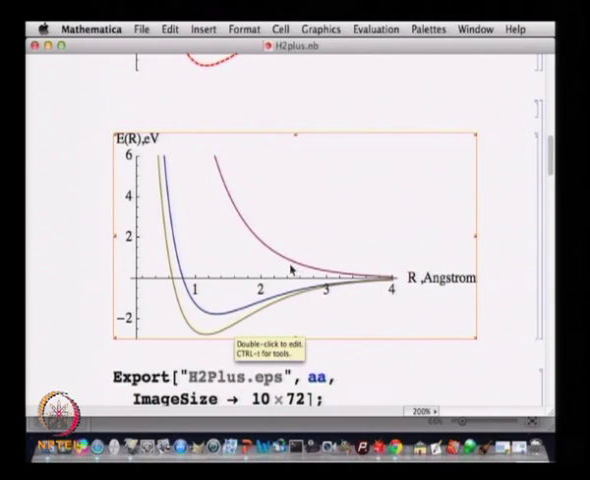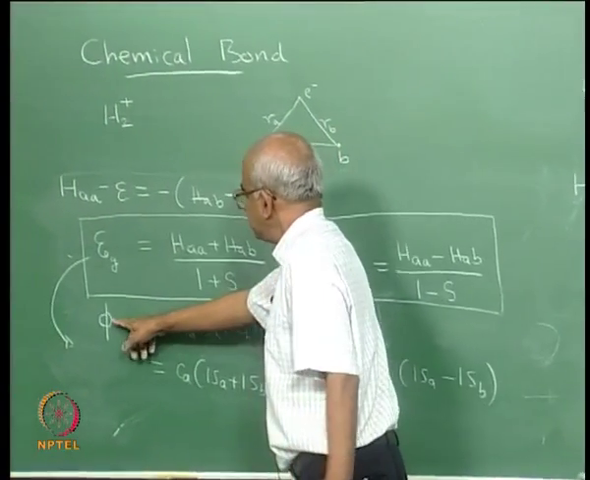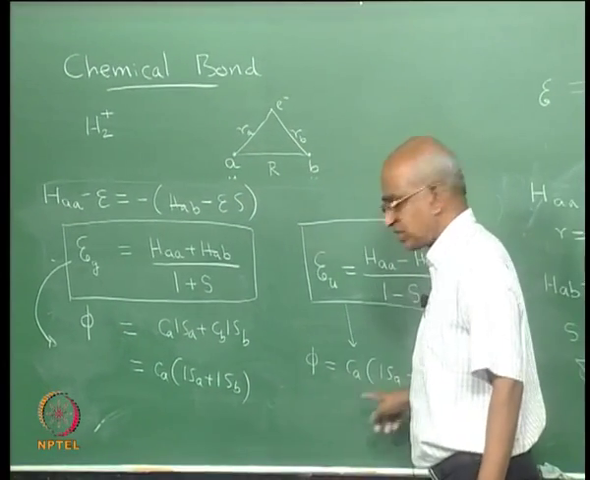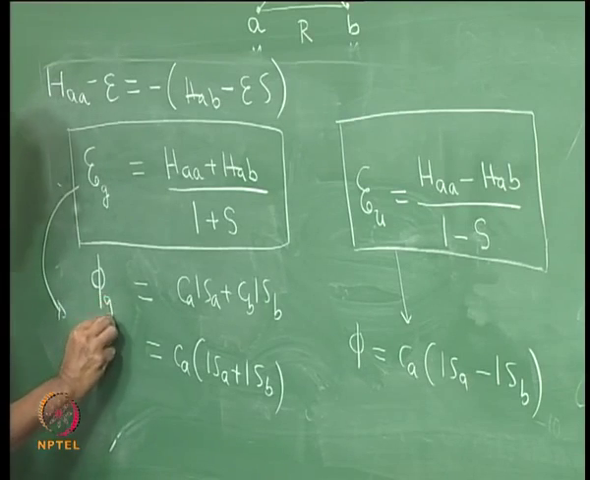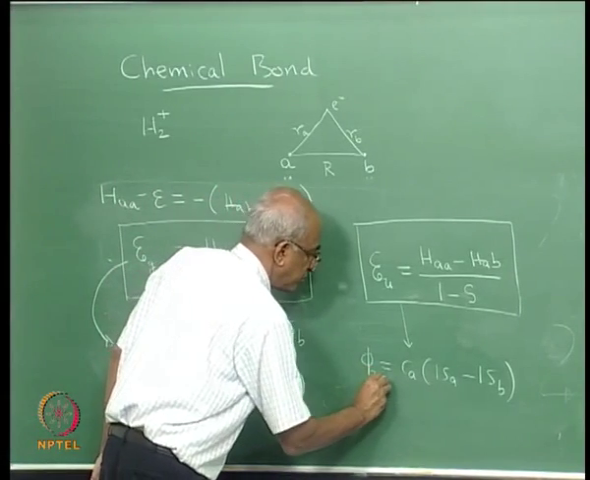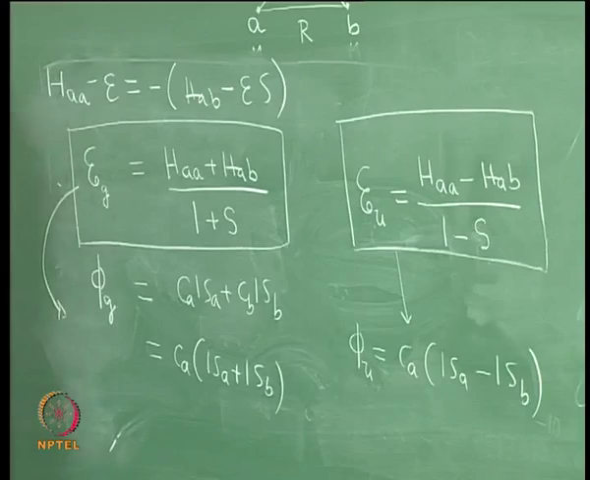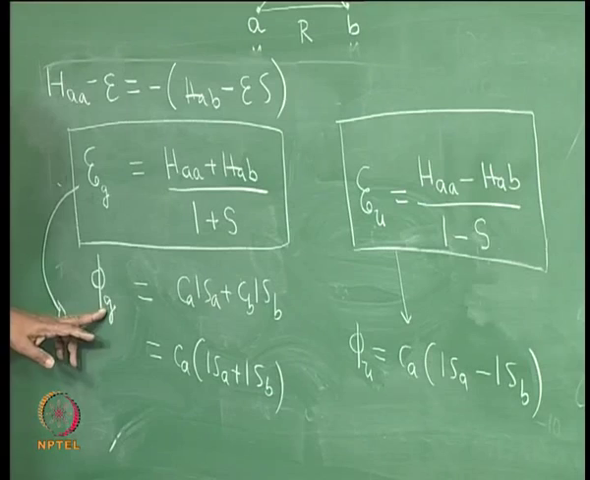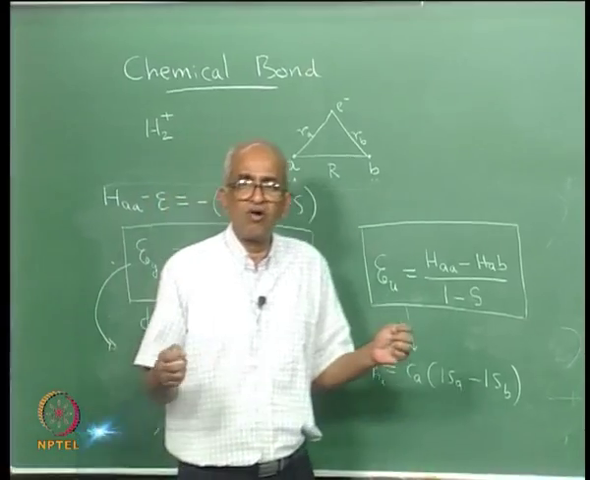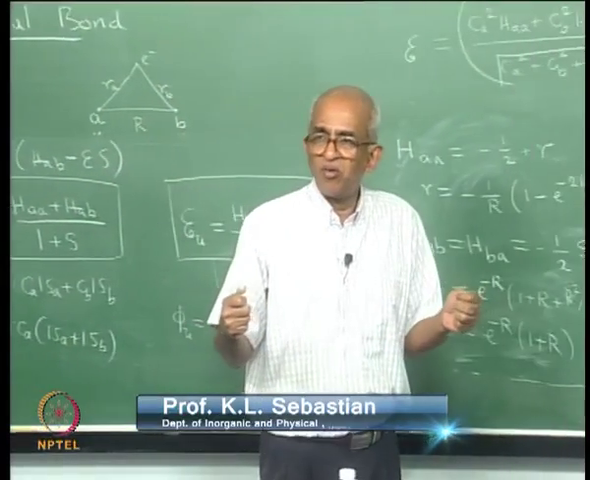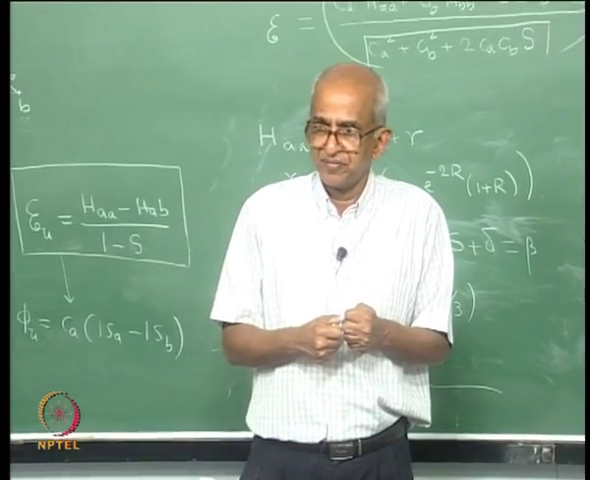But if you are thinking of the wave function for the electron to be not this function, but instead you say that the wave function is this, I have to distinguish between these two. So, this function I will call phi g and this function I will call phi u. The reason for this notation I will explain. If the wave function is given by phi g, then there is a lowering of energy, while if the wave function is given by phi u, you find that there is no lowering of energy and therefore, no bond is formed. Okay.